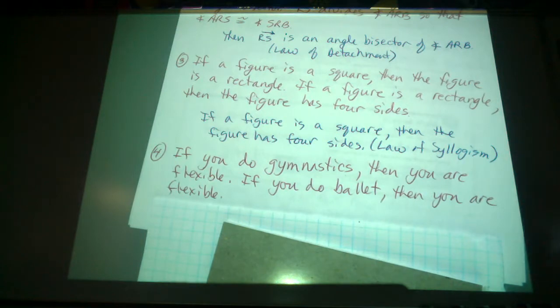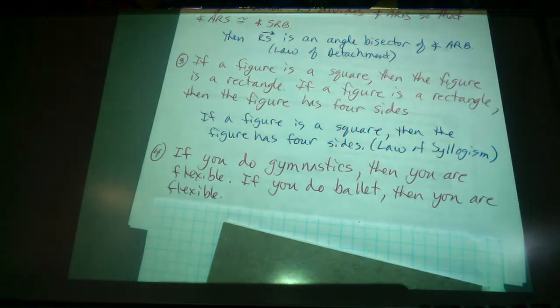So statement number 4, if you do gymnastics, then you are flexible. Full conditional. Next statement, if you do ballet, then you are flexible. Full conditional. What law are they trying to use? Syllogism, because you've got two full conditionals. Let's see if it's a proper use of syllogism.